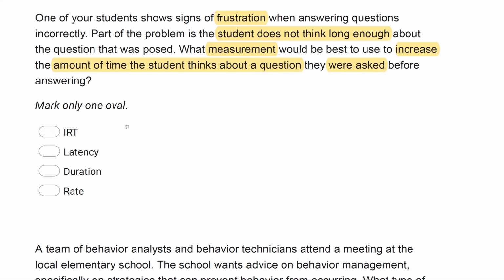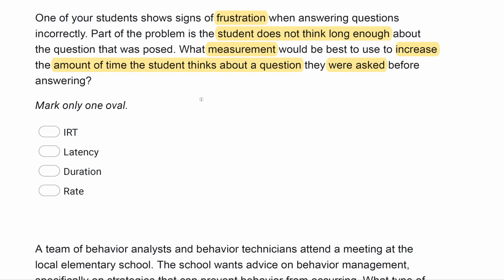A, inter-response time. Well, inter-response time is time in between responses. We're not measuring time in between thinking. We're measuring time in between the SD, the question, and the response. So what we're looking for is B, latency, because we have an SD, we have our question, and we're going to measure the length of time it takes for the student to respond to the SD, because we want to increase that length of time. In other words, we want to increase how long the student is thinking.